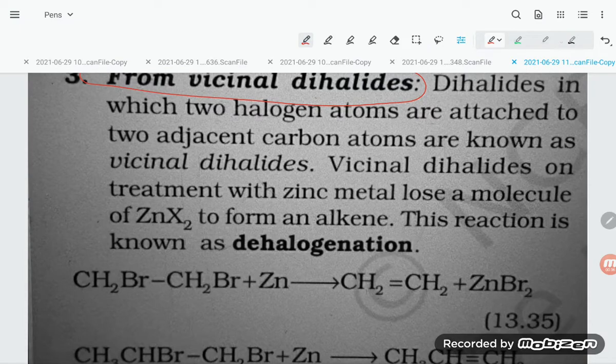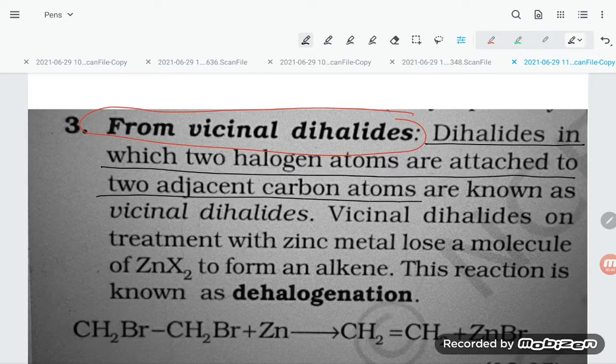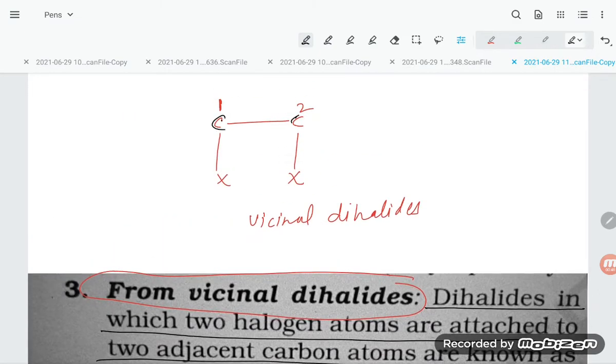Now let's have a look over the point. They are saying dihalides in which two halogen atoms are attached to two adjacent carbon atoms are known as vicinal dihalide. So they are the adjacent carbon atoms, student, and two halogen atoms are attached, so vicinal dihalide.